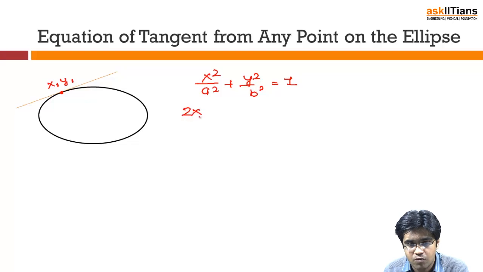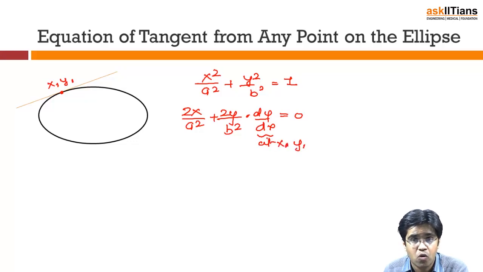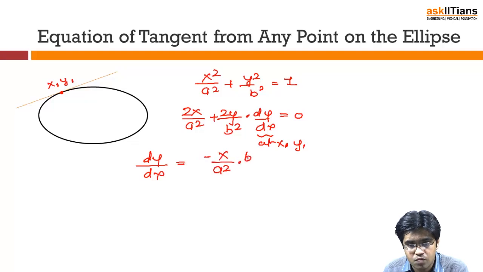So if I differentiate that, I am going to get 2x by a square plus 2y by b square into dy by dx, and then differentiation of a constant is 0. I am interested in this dy by dx at x1, y1. Why? Because that will be the slope of the curve at that point, or you can say the slope of the tangent. By this method, dy by dx comes out to be minus x by a square into b square by y. Now again, I want dy by dx at x1, y1. That means minus x1 b square by a square y1.